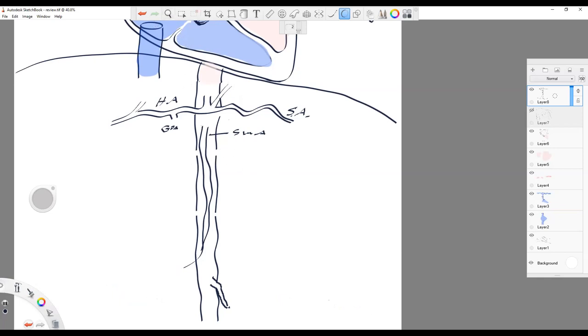Okay. We could see the SMA for a short while. What branches off just below the level of the SMA? We're going to see one here, and we're going to see one here. This one likes to kind of come up and then down and then across. I don't know why it goes up, I honestly don't, but I do know why it goes down.